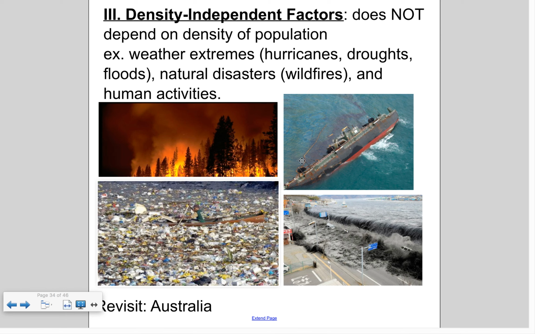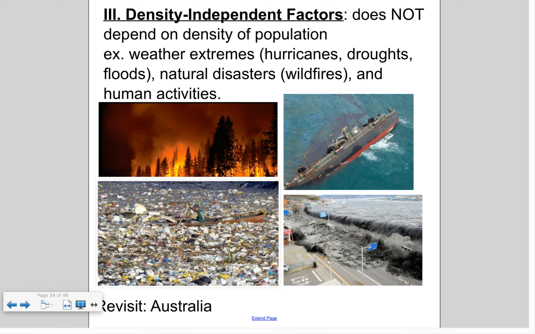Human activities, you know, an oil leak, trash in an area, maybe a wildfire that was caused by human activity. So these are just all examples of density independent factors that affect the population, because wildfires displace organisms from their home, so their population will decrease. Trash, that's just not healthy. Maybe they choke on pieces of plastic.